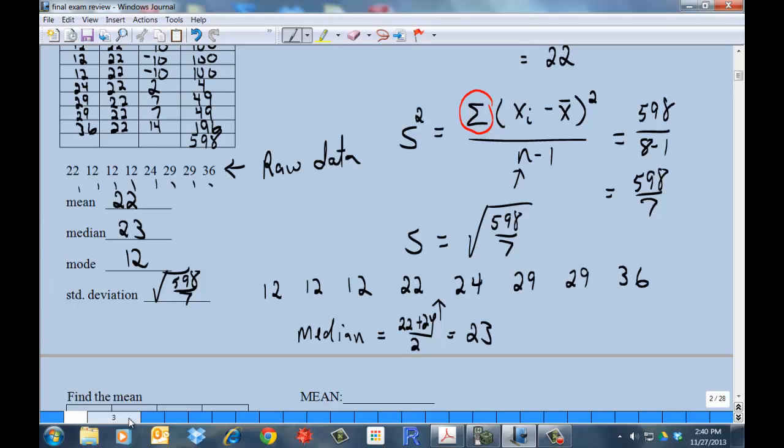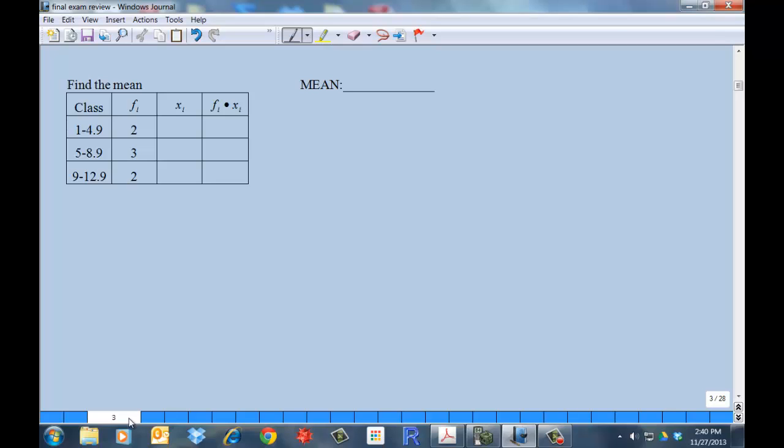Okay, moving on to the next question. This question deals with finding the mean of a grouped data table. So remember here, we really don't know what the raw data set looks like. We just know that we have 2 values in between 1 to 4.9. We have 3 values, remember, fi here is the frequency, in between 5 and 8.9. We have 2 values in between 9 and 12.9. We just don't know what the values are.